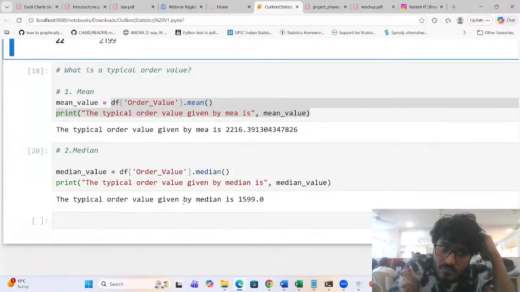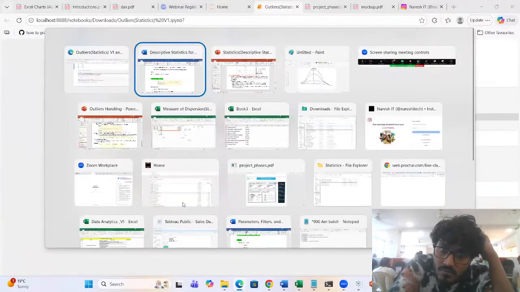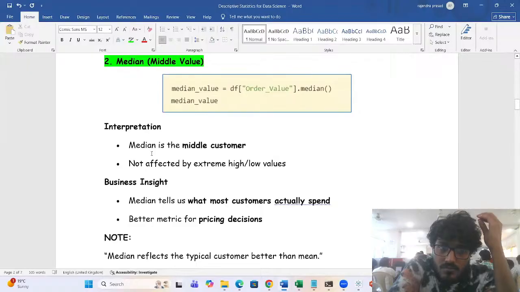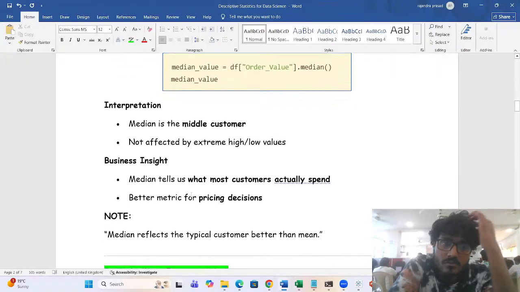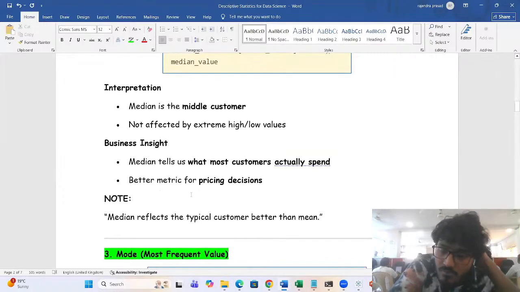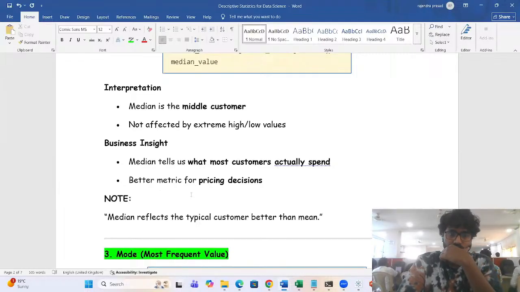You're clear how the mean and median are going to help you? Let's see the interpretation out of this. The median is nothing but the middle customer, not affected by extremely high or low values. So the business insight: the median will tell us what most customers will actually spend without the outlier effect. Actually, how much are they spending? 1600 rupees. Depending upon that, you can plan your expenses and do the marketing. So it's a better metric for pricing decisions.